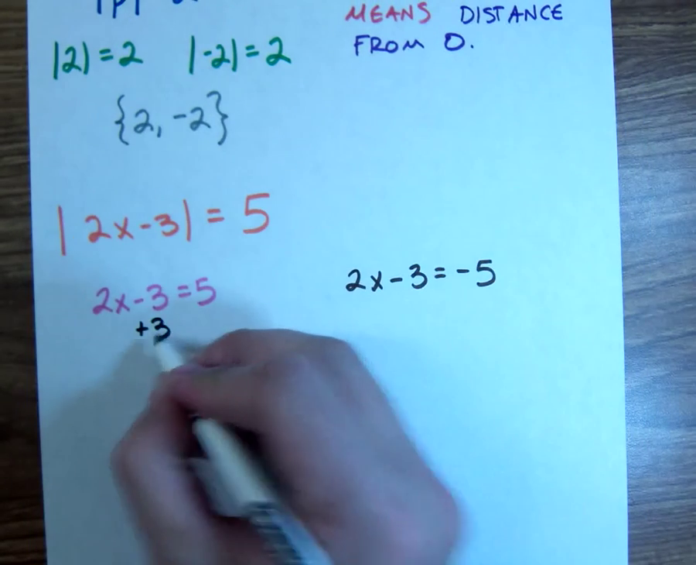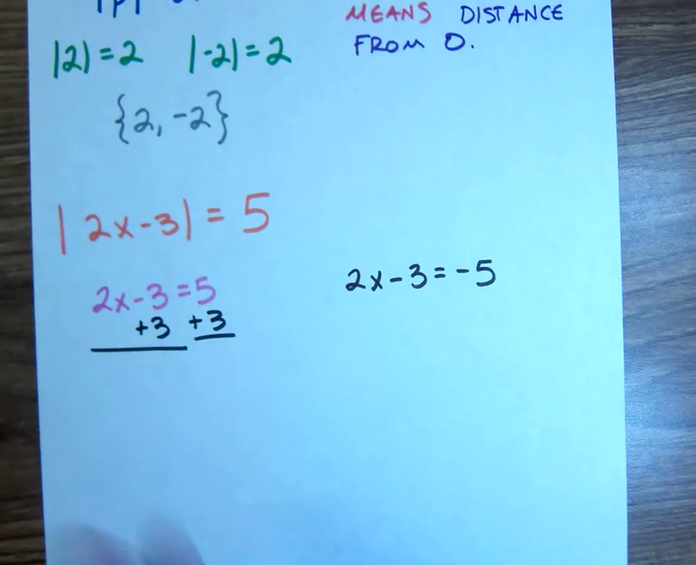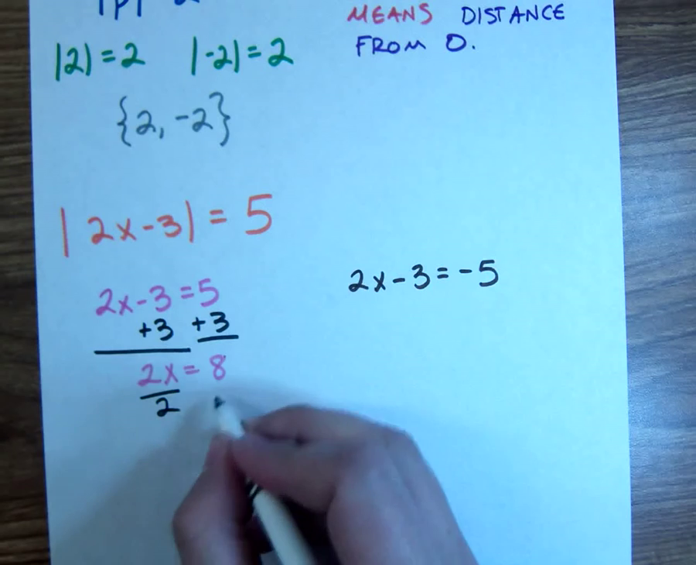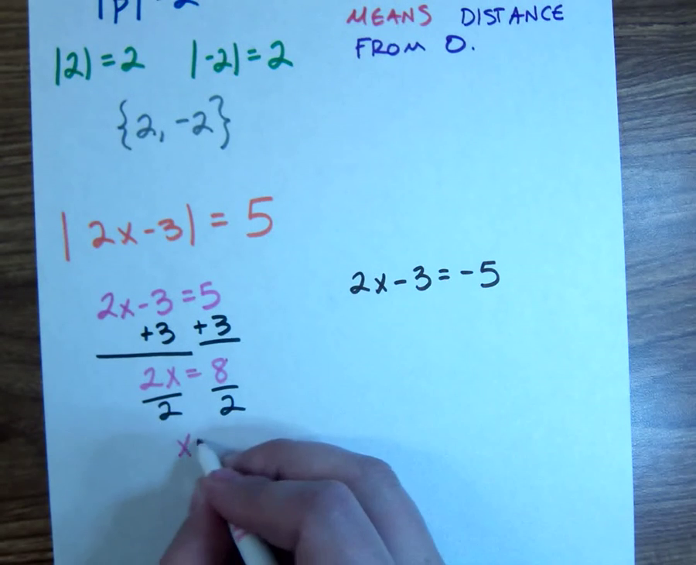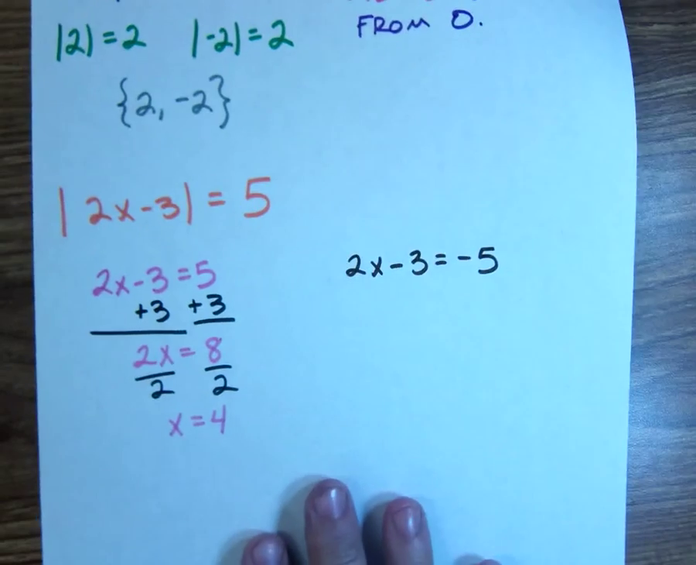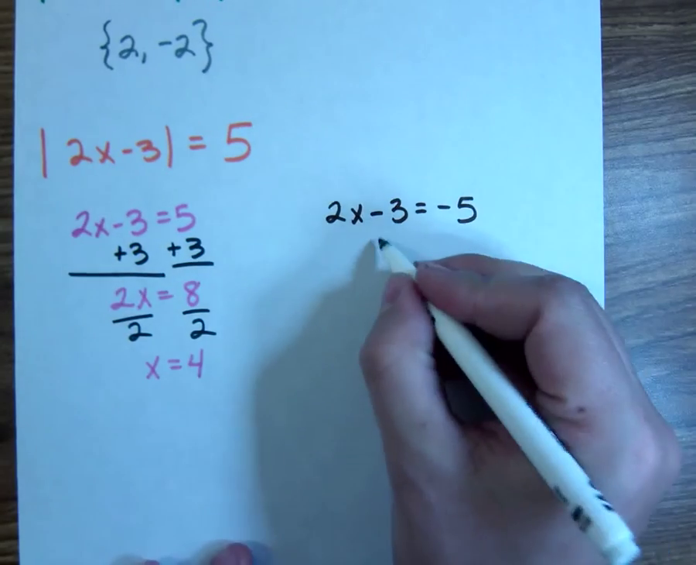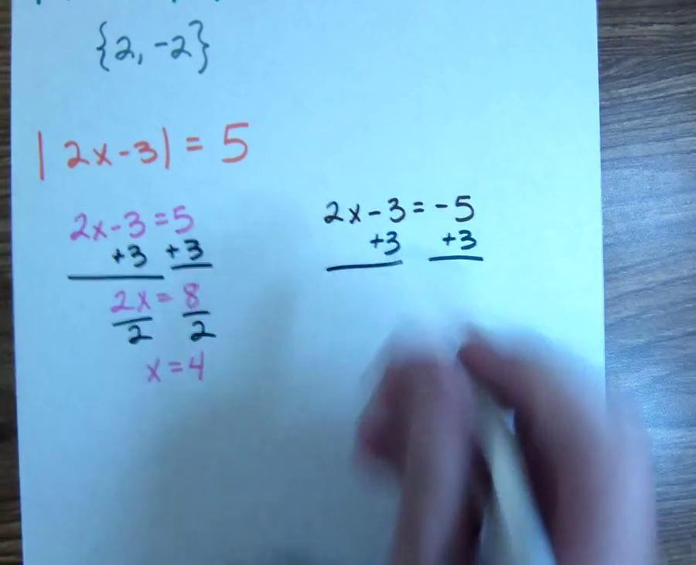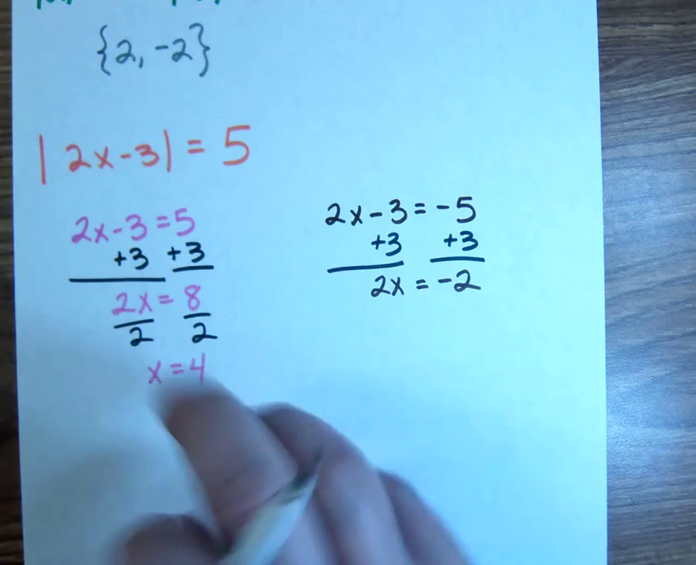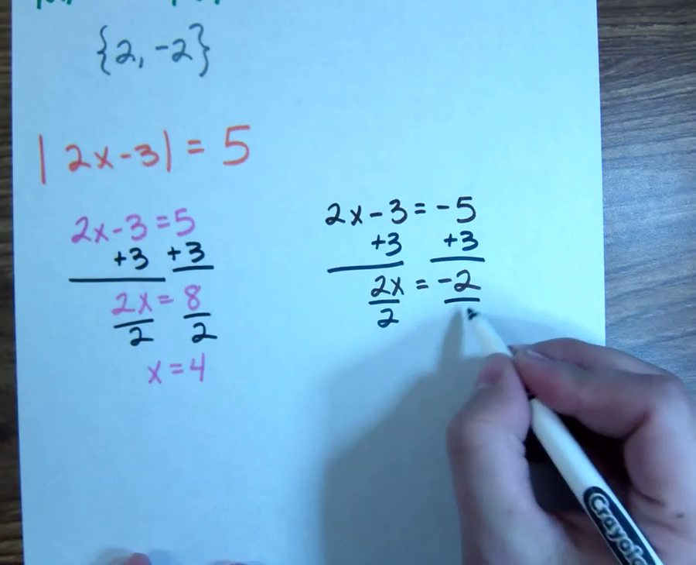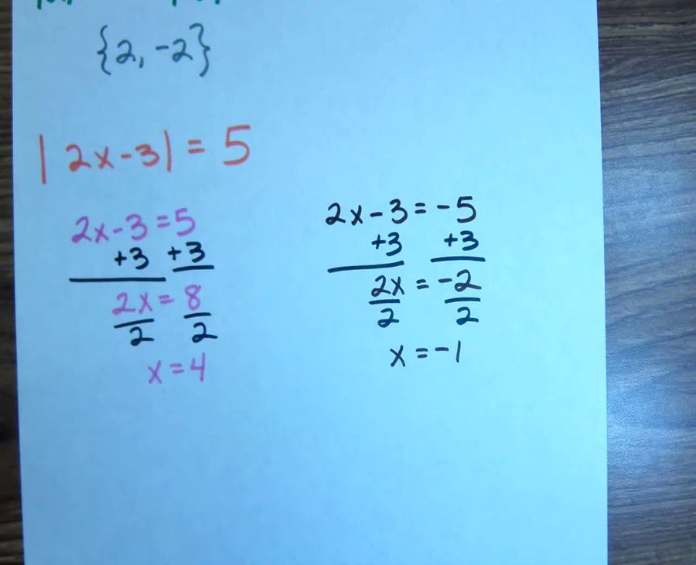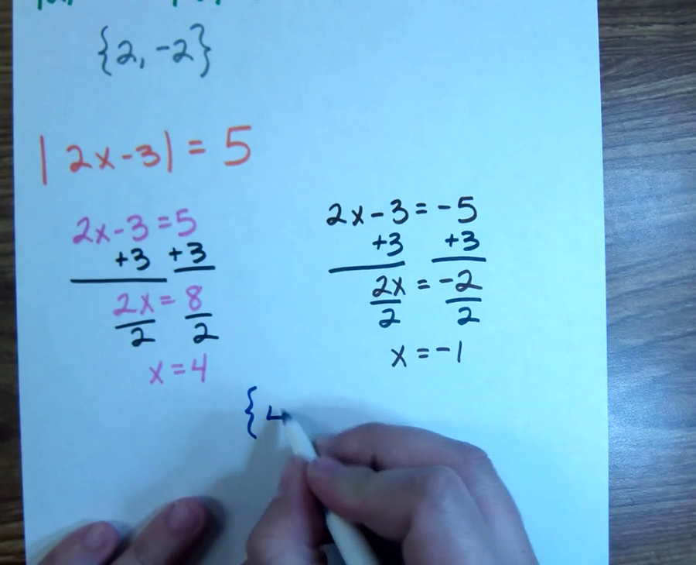So we'll do plus 3, plus 3. That gives me 2x equals 8. And then we'll divide. One of my answers is x equals 4. Now let's go solve the other one. I'll add 3 and add 3. That gives me 2x equals negative 2. And then divide both sides by 2. x equals negative 1. So my 2 possible answers to this problem are 4 and negative 1.